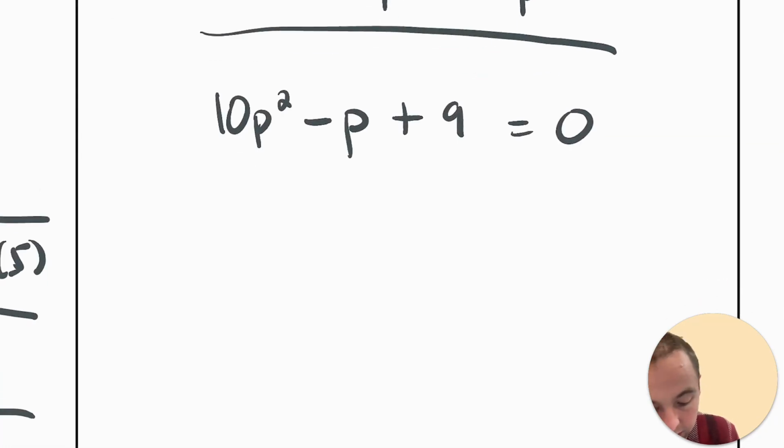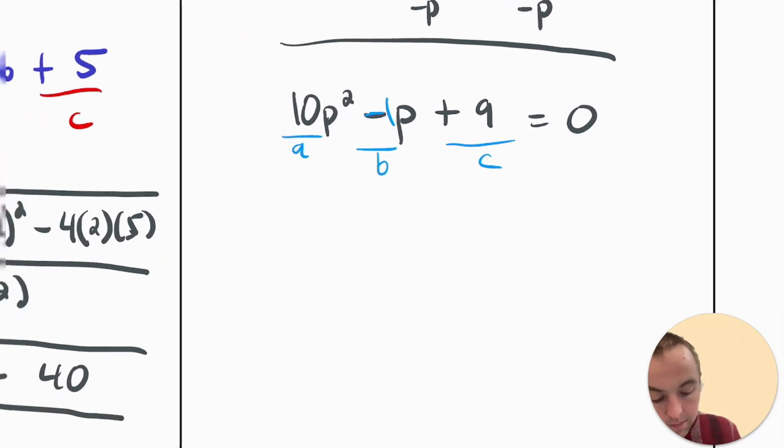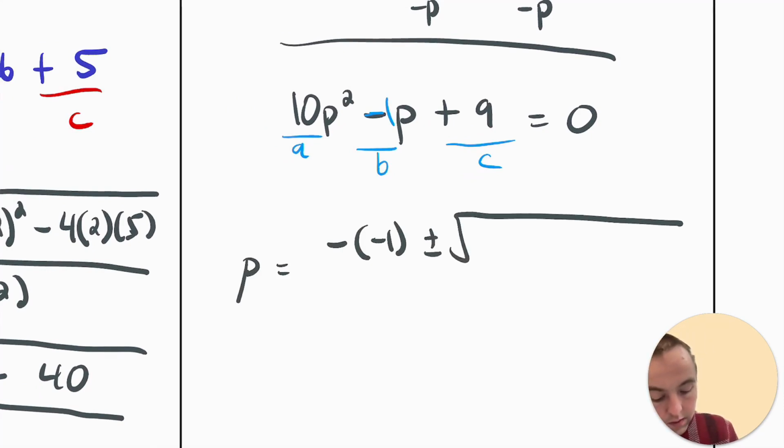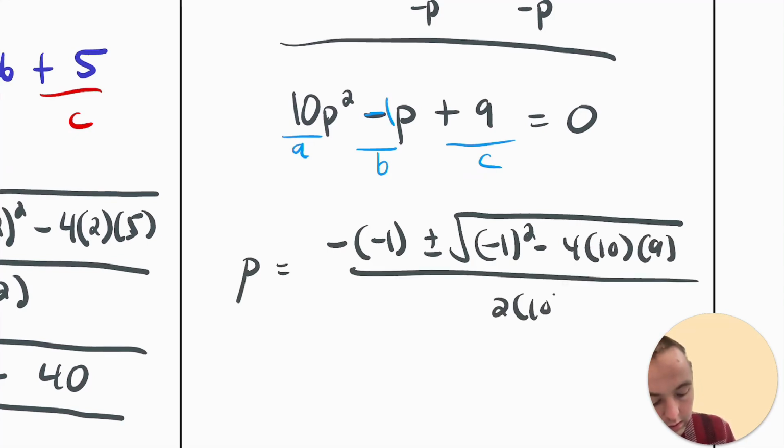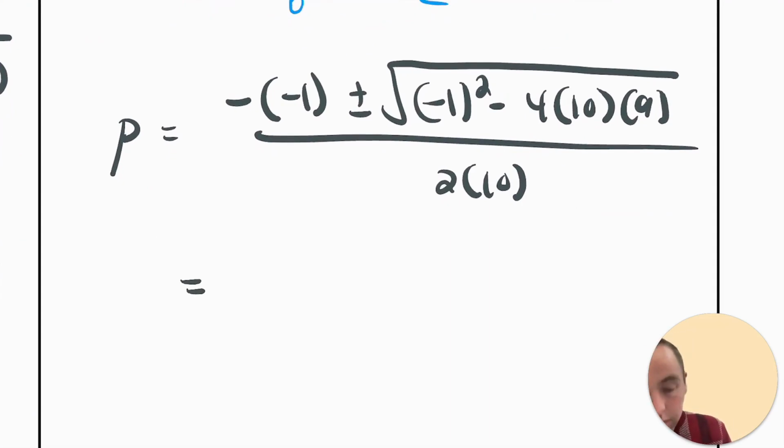All right, so just recognize that your a is equal to 10, and your b is going to be negative 1, because it's negative 1p, and then your c value is a 9. All right, so solving for p then in this equation, it's going to be negative of b, so negative of negative 1, plus or minus the square root of your b squared minus 4ac, and that's going to be all over 2a.